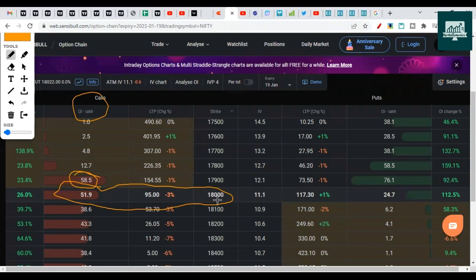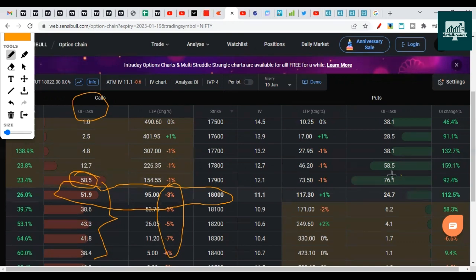After that we have 18,000 as a second major resistance. You can see clearly people are very aggressively short. Not many positions were covered from these shorted calls. So these are multiple resistances on the upside. Even after a 150-odd point move, people didn't exit their positions from this area. So this indicates there are strong resistances.